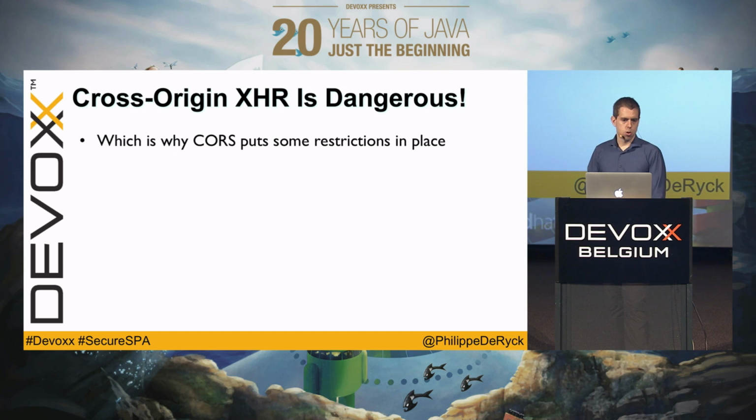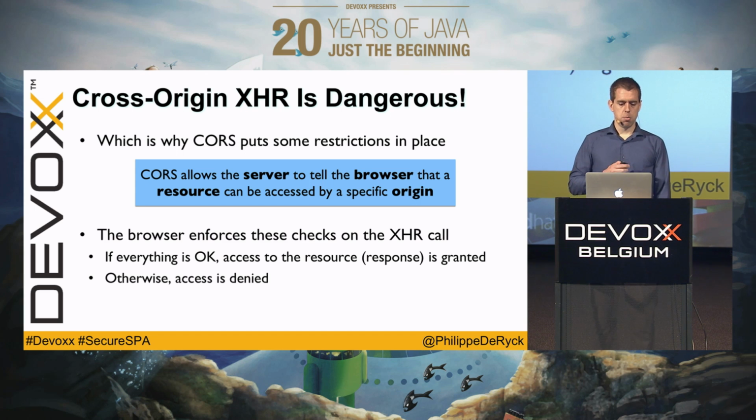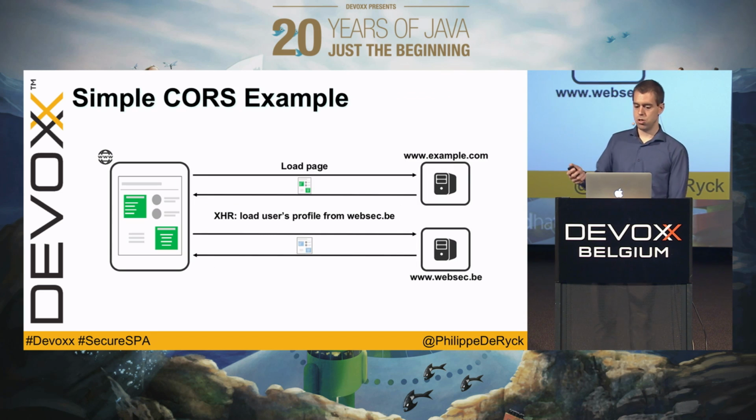So what does CORS do then? CORS allows the server, in our case a web server, to tell the browser that a resource can be accessed by a certain origin. Essentially, you can see CORS as an extension of the same origin policy, as kind of a relaxation, but controlled by the server of the application. The browser enforces these checks on each call, and if everything is okay, the response is granted access, otherwise access is denied. So let me show you how that works. We have the scenario from before, and the browser sends this origin header to the server, which can verify: do I want to give a page coming from example.com access to this resource?